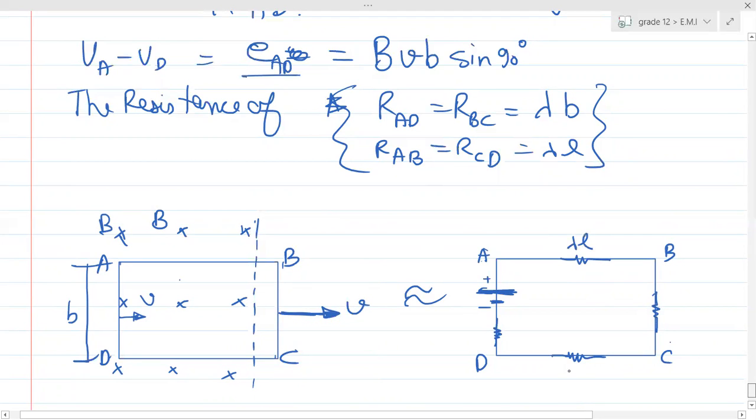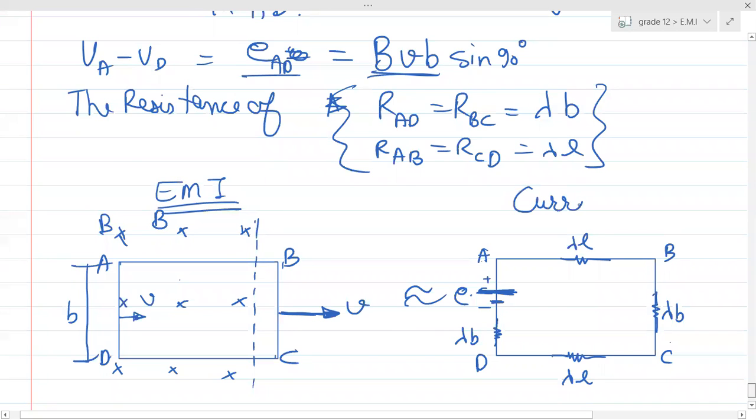The resistance over here is lambda into L. Here the resistance is lambda B. Here the EMF is E, which we already know. So can you see the problem has been shifted from EMI to current electricity. Now what exactly are they asking? I think whatever they are asking, we can easily do it.